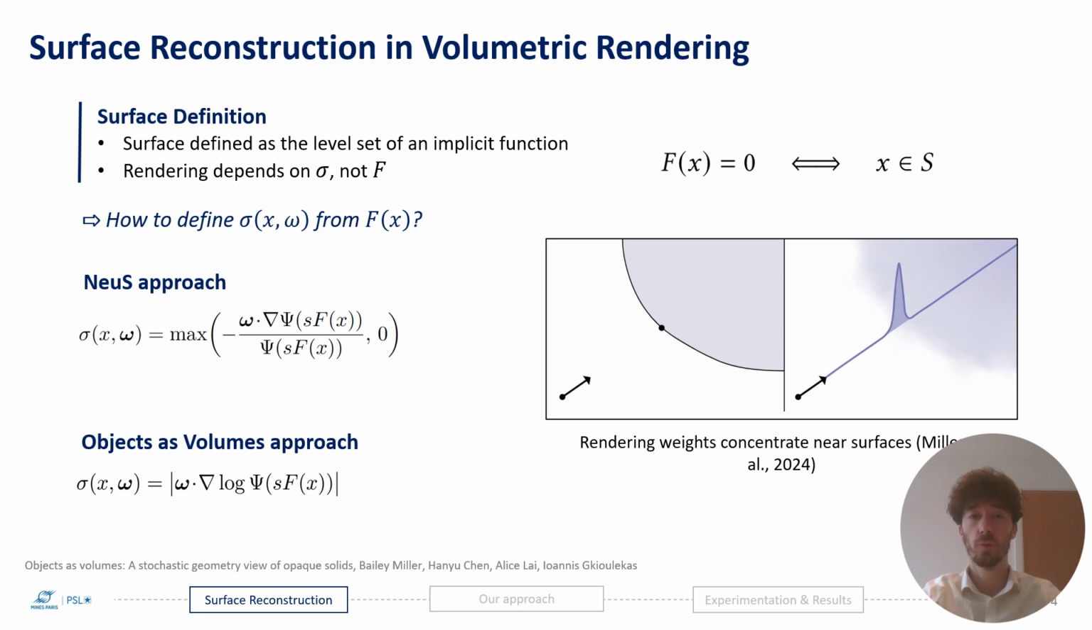Different works try to introduce the notion of surface into the volumetric rendering equations, for instance, NeuS and Object as Volume approaches. In those papers, they introduced implicit functions such that the surfaces of the scenes are represented by the zero-level set of these implicit functions. Then they defined a new density such that the rendering weights in the volumetric rendering equation are concentrated near surfaces of the scene.